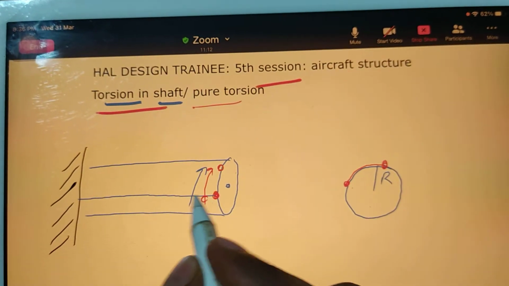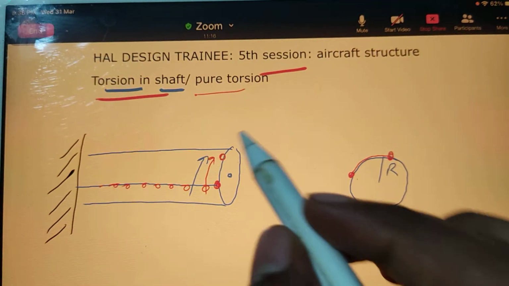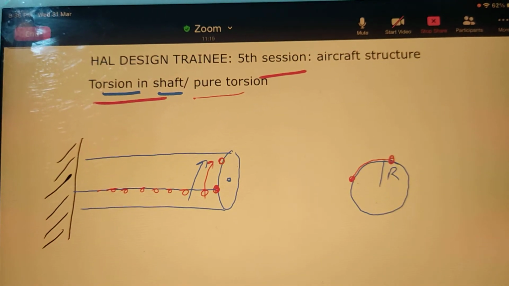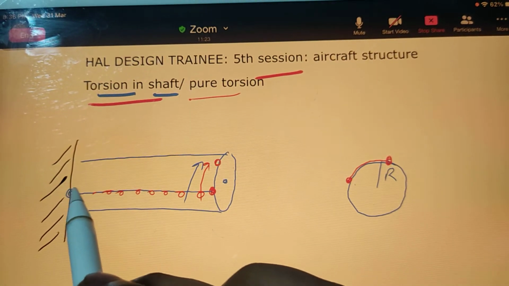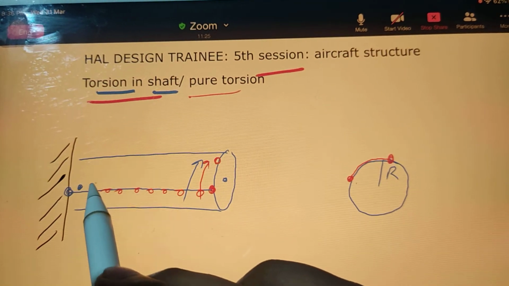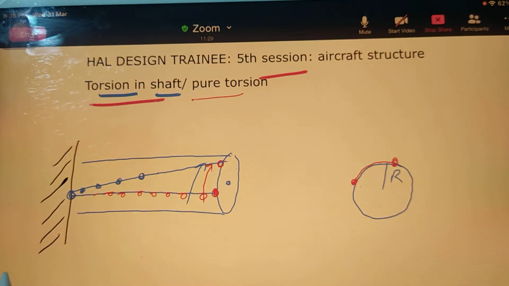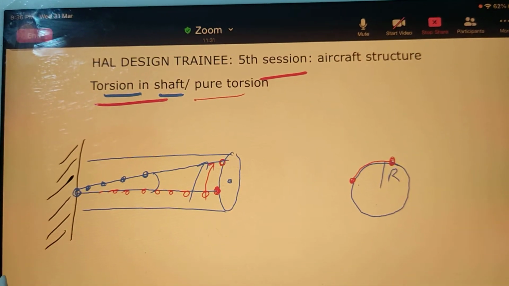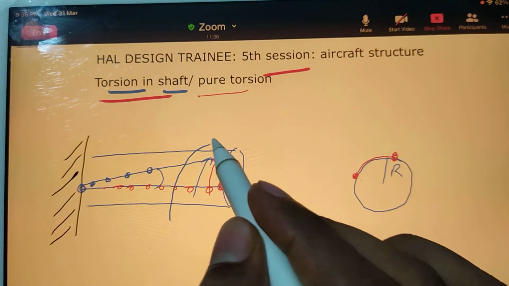So all the points behind this point will shift a little, but this last point is rigid, so this will not shift. Next to that, it will shift a little. It will shift a little more. So you can join them with a straight line, and you got one angle here. On the periphery, I'm talking. This phenomenon is happening on the periphery.